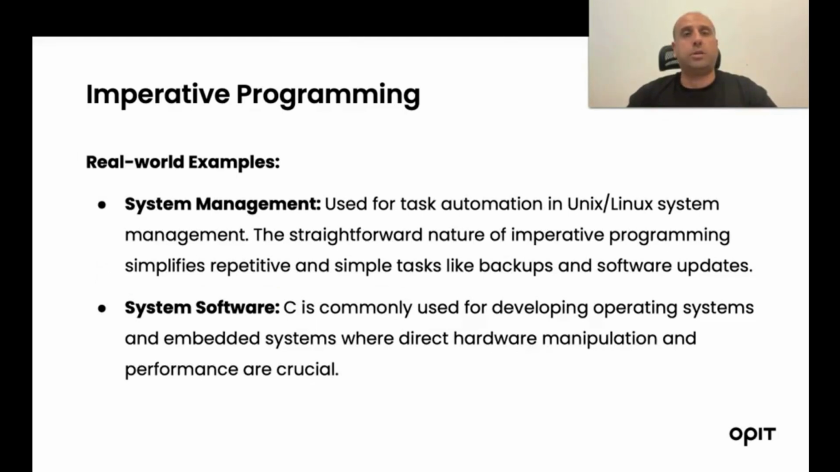System management is used for task automation in Unix and Linux system management. Its straightforward nature helps simplify repetitive and simple tasks like backups and software updates. And C, which is one of the most commonly used imperative programming languages, is commonly used as well in developing OS and embedded systems. We have direct hardware manipulation and performance that are both crucial.